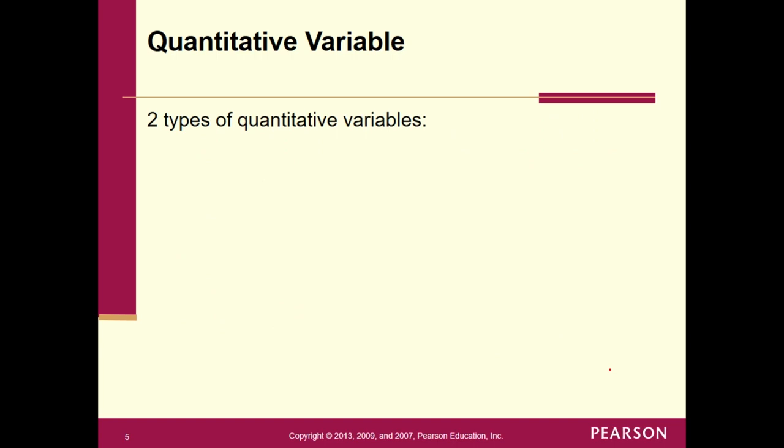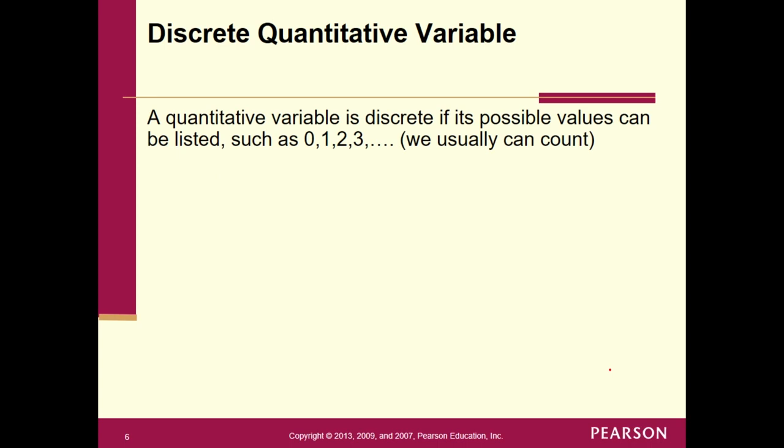Now, there's 2 types of quantitative variables. So there's discrete, and then there's continuous. So here's another small list in Chapter 2: 2 types of quantitative variables. We have discrete and continuous. So let's talk about discrete. A quantitative variable is discrete if its possible values can be listed, such as 0, 1, 2, 3, and usually we can count these variables.